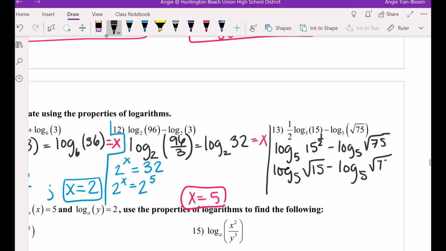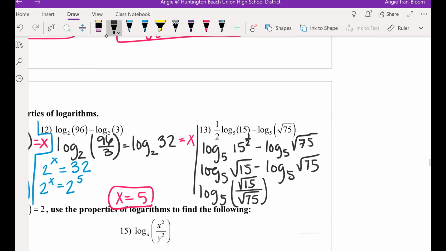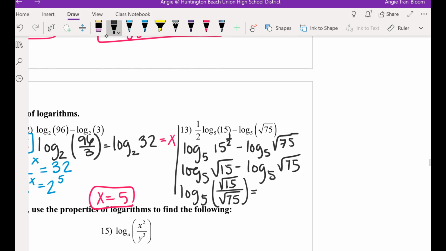Now you have a subtraction of logs. What do we do? Divide, you're right. So this is log base 5 of a big quantity here. Rad 15 divided by rad what? 75. Okay. Currently, you are in 2 different radicals. Can I put it under one big radical? Yeah. So 15 divided by 75. Can I simplify that, by the way?